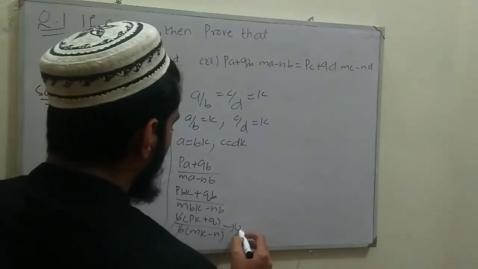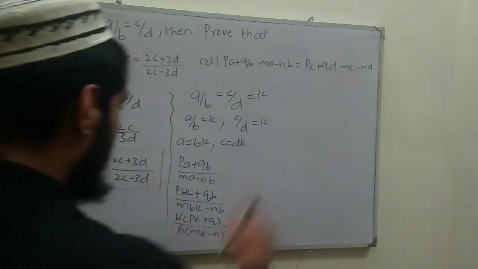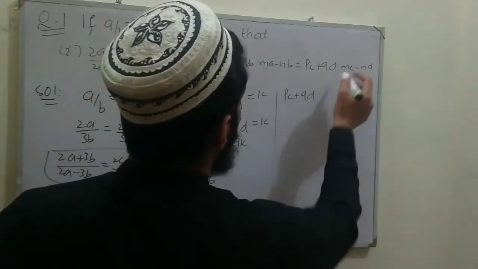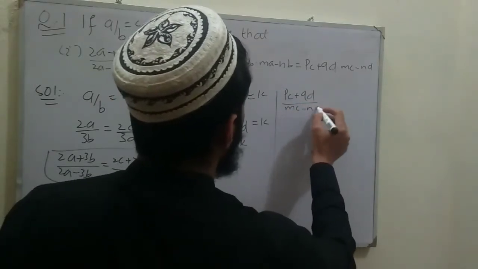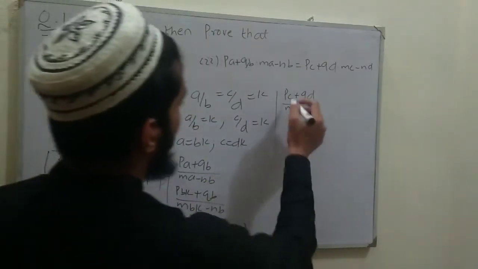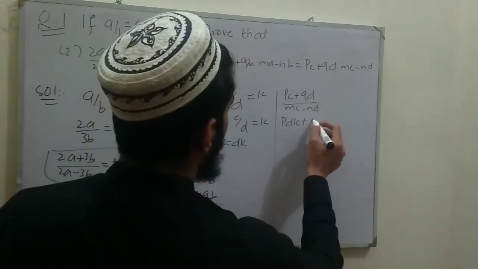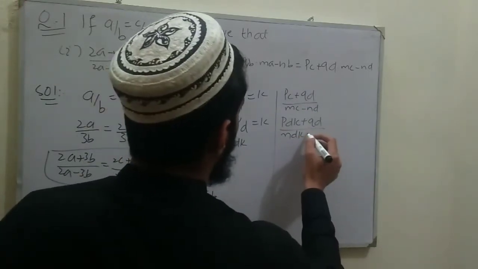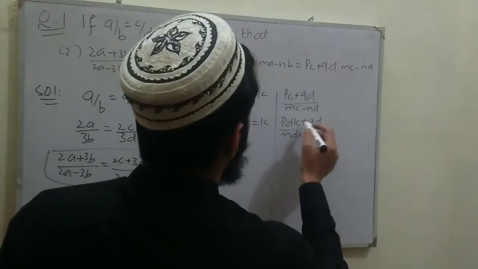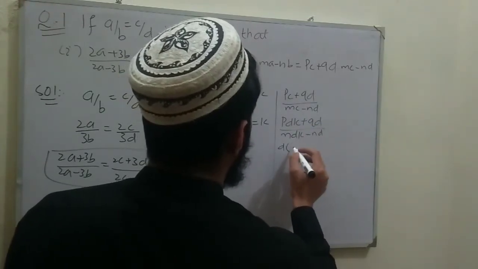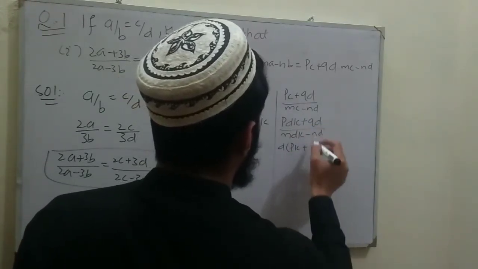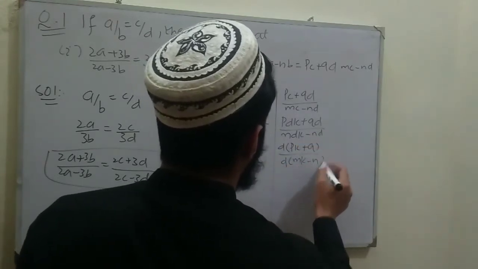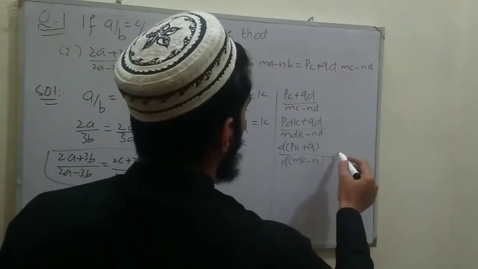Let's suppose this is first number. And taking this side, PC plus QD, ratio can be written in the form of division, MC minus ND. C is DK here, so put the value of C as DK, plus QD divided by M times C is DK, so DK minus N times D. Taking D common from numerator and denominator, in numerator we are left with PK plus Q. In denominator, taking D common, we are left with MK minus N. These cancel out with D. Let's suppose this is 2.